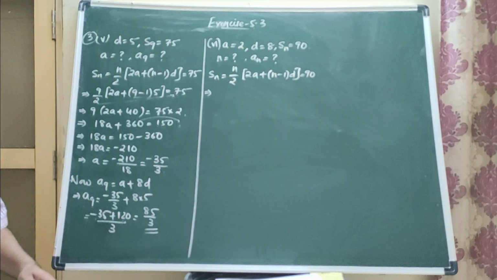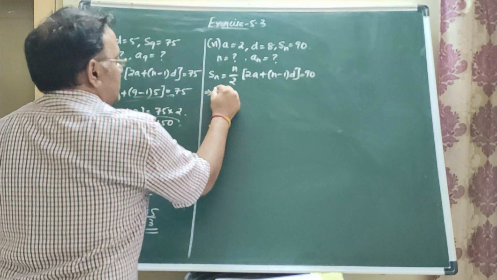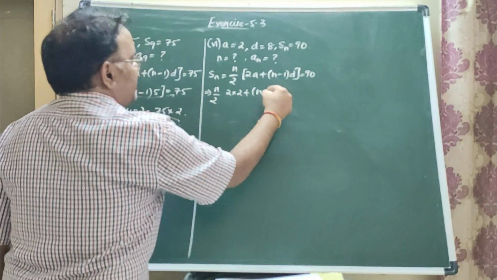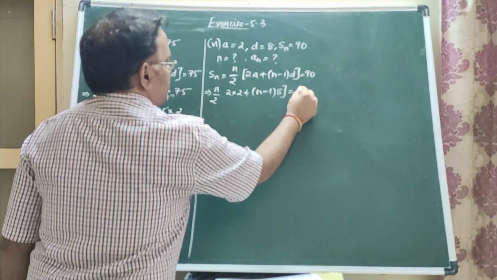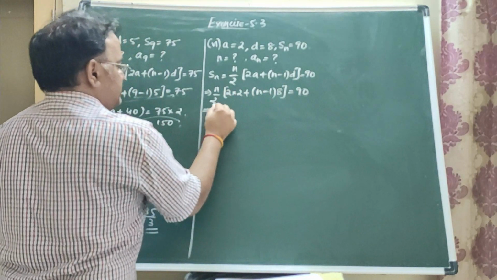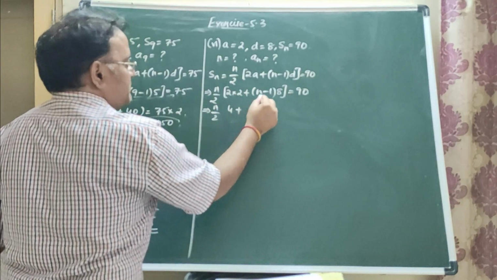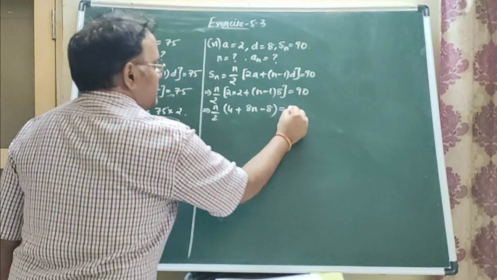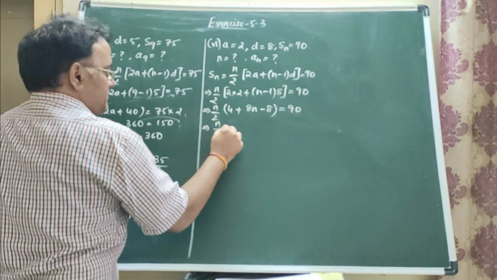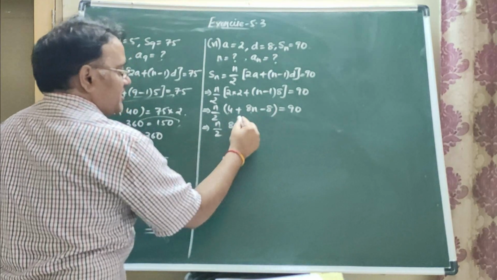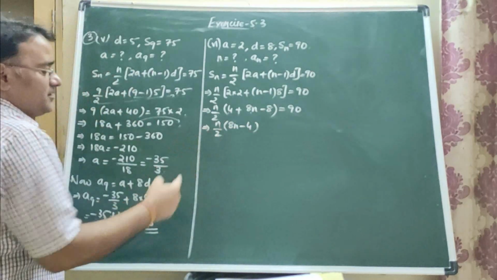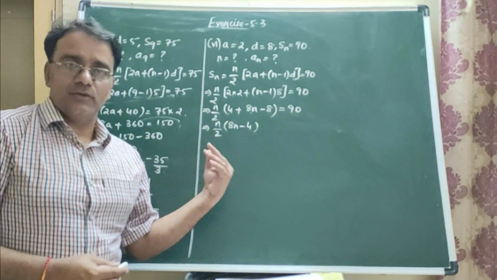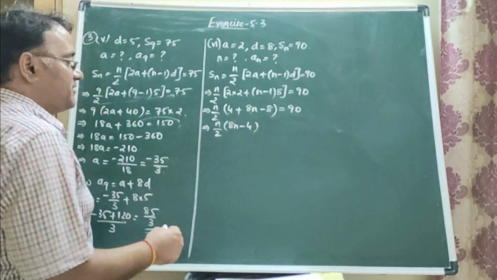Okay. So here we need to find the value of n first. So substitute the value of a is 2, and the value of d is 8. Okay. So यहाँ पे 4 हो गया और यहाँ पे 8n minus 8 is equals to 90. So 8n, 4 minus 8 will be minus 4. Now we can divide this 2 by 2. ये दोनों को 2 से डिवाइड कर सकते हैं, या तो कॉमन निकाल लो 2, फिर इससे कैंसिल कर लो, या दोनों को 2 से डिवाइड कर लो.